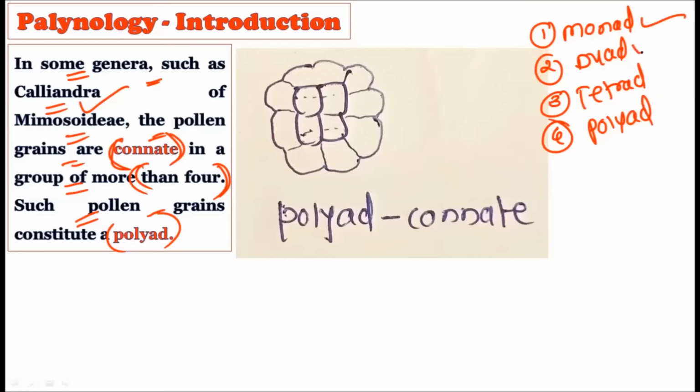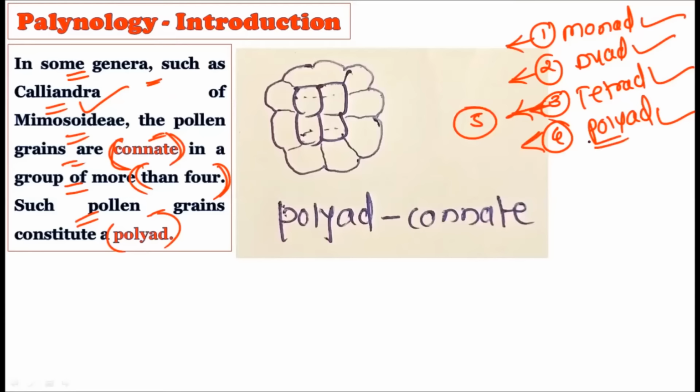So the first type is monad, second is dyad, third is tetrad, and the fourth one is polyad, in which the tetrad has five subtypes. You should remember this classification very carefully. You should be able to distinguish between the monad and dyad, dyad and tetrad, tetrad and polyad.